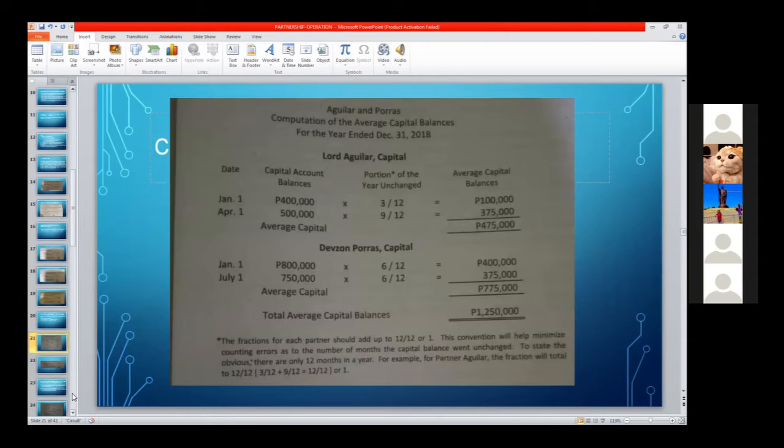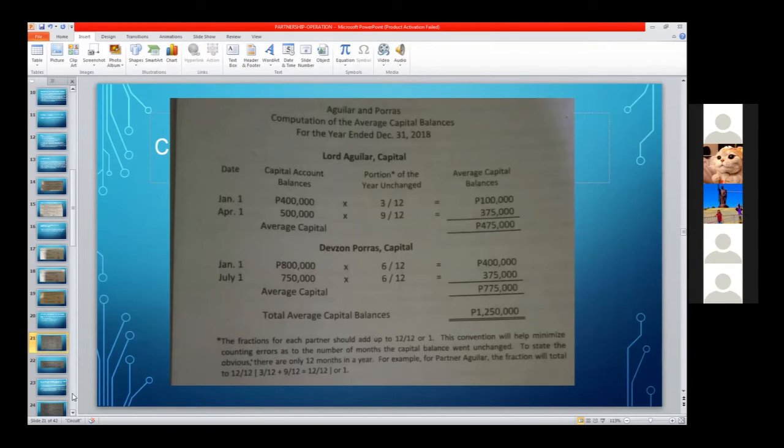In this illustration, for the Aguilar and Porras partnership, the partners are entitled to withdraw 5,000 monthly or a total of 60,000 per annum, meaning for a year. Any additional withdrawals are directly debited to the partner's capital accounts and therefore will affect the computation of the average capital ratio. So dito, makikita nyo yung sample computation kapag sa average capital balance. So ganyan yung format niya.